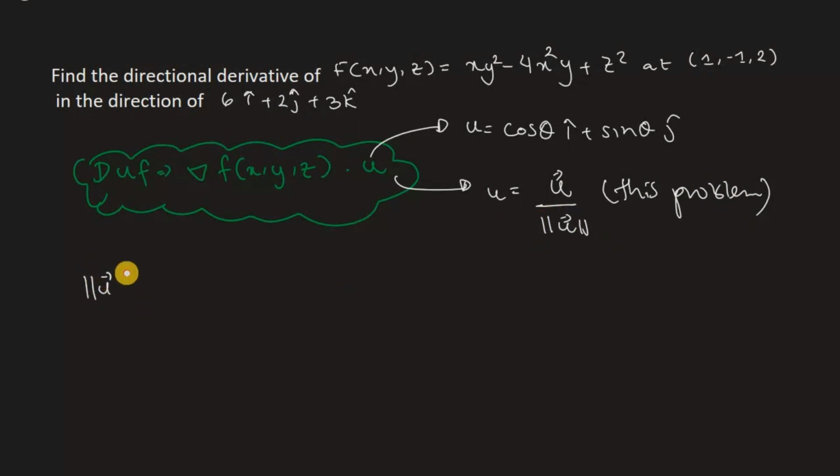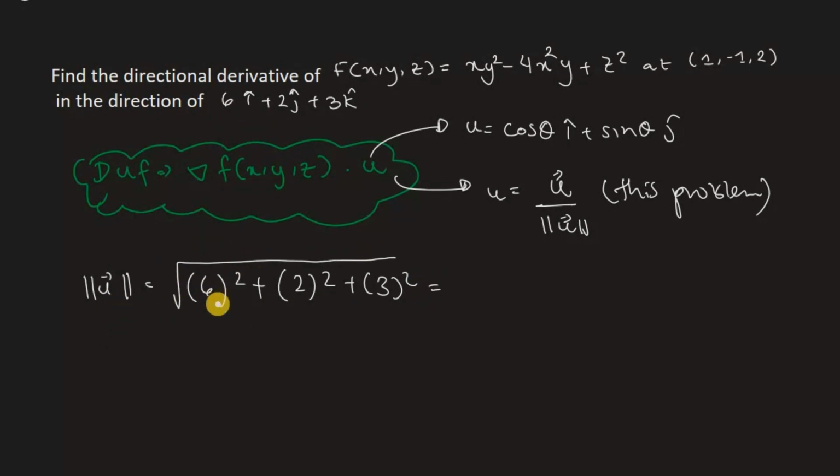So how do we find the norm of the vector? Do you guys remember? It's pretty easy if you don't. We just square each component, add them, and then square root the whole thing. So this is our vector. We're squaring each component, adding them, and then taking the square root to find the magnitude of the vector. So that's 36 plus 4 plus 9, which is 49, and the square root of 49 is 7. So we have the magnitude of the vector here.